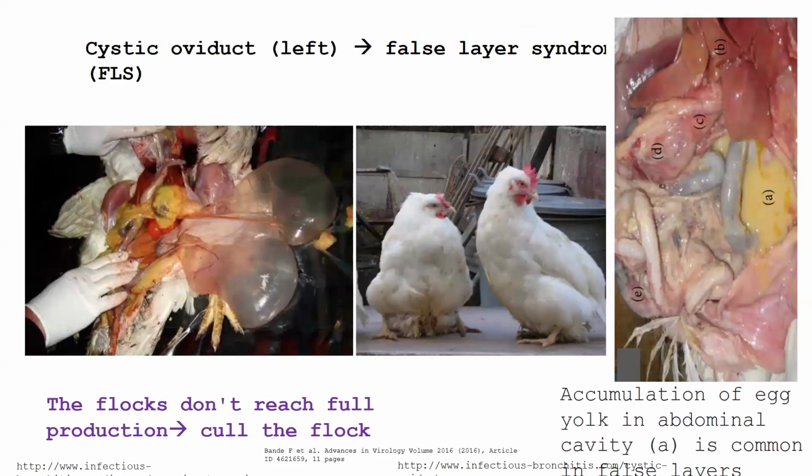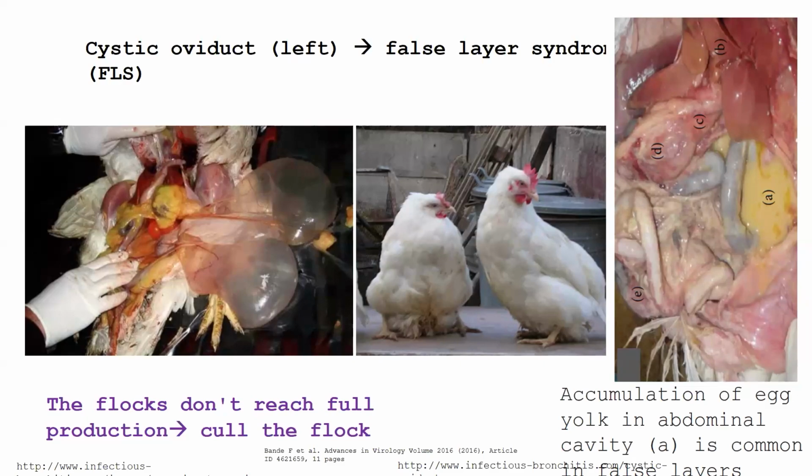When the oviduct becomes cystic, what is going to happen is these birds are healthy. They are going to eat and drink like a normal bird, and they pretend that they are laying eggs. That's what you are seeing in the middle. They are pretending, but there's no egg production.